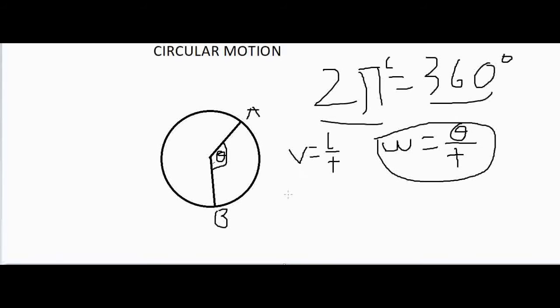What you should know is that arc length is equal to r theta. And this formula only holds up when theta is in radians. If it's in degrees, then this formula will not work. So the speed is equal to arc length over t. So we can rewrite it as v is equal to r theta over t.